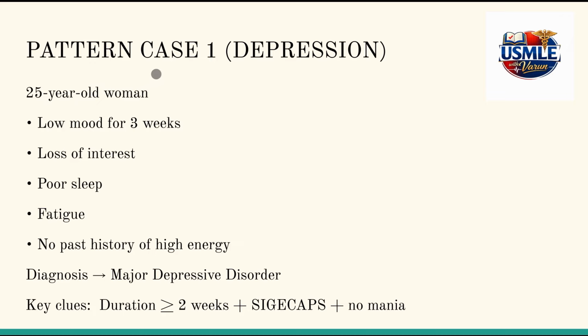Psychiatric questions are mostly dependent on pattern recognition. So now we'll be discussing a few pattern recognitions that can help us understand how questions are framed in USMLE. There's a 25-year-old woman. There is low mood for 3 weeks, loss of interest, poor sleep, fatigue, no history of high energy. There is no history of manic episode. So all these point to a diagnosis of major depressive disorder. The key clues include duration greater than or equal to 2 weeks, these typical symptoms, and there is no mania. Whenever there is no mania, you can point to a diagnosis of major depressive disorder.